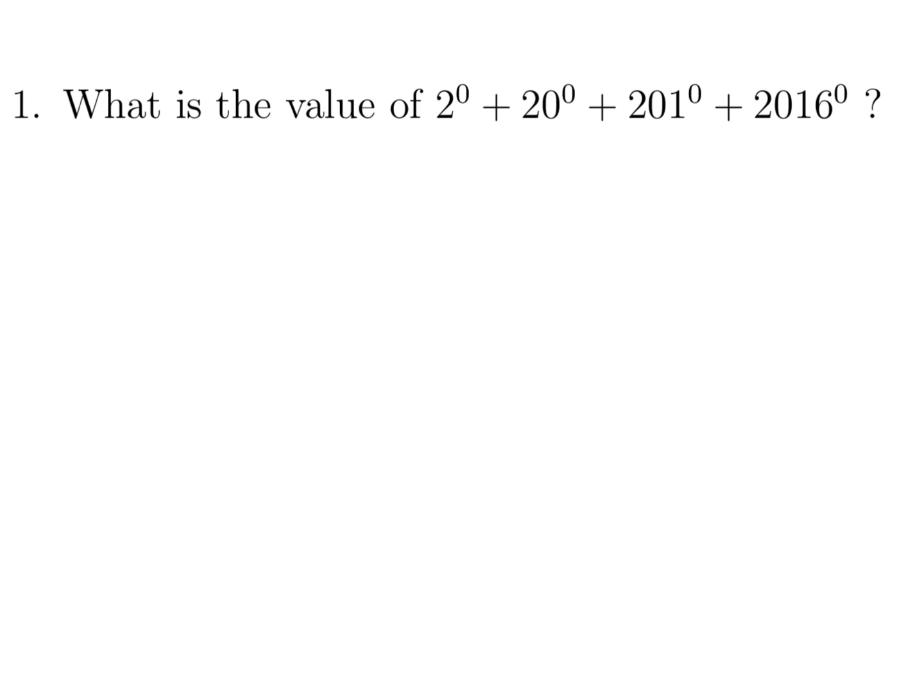What is the value of 2 to the power of 0 plus 20 to the power of 0 plus 201 to the power of 0 and 2016 to the power of 0? That's 1, that's 1, that's 1, and that's 1, since anything to the power of 0 is 1. So the answer for this is 4.